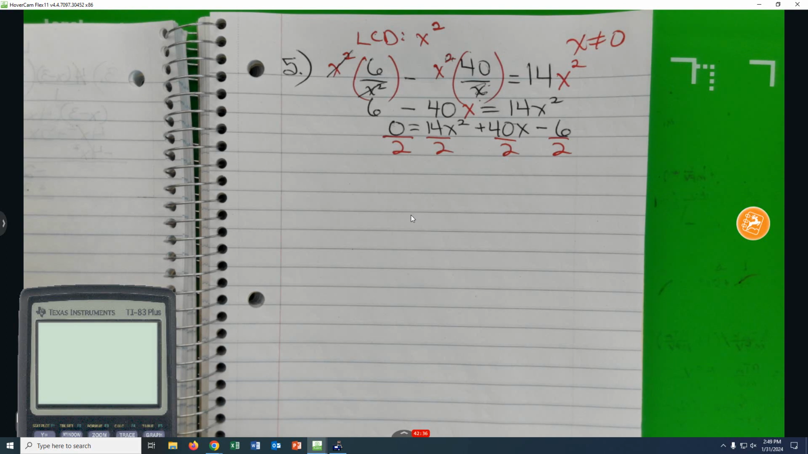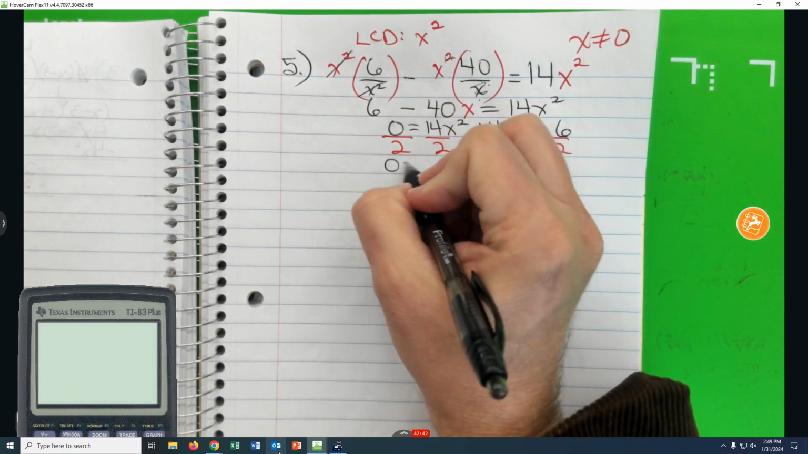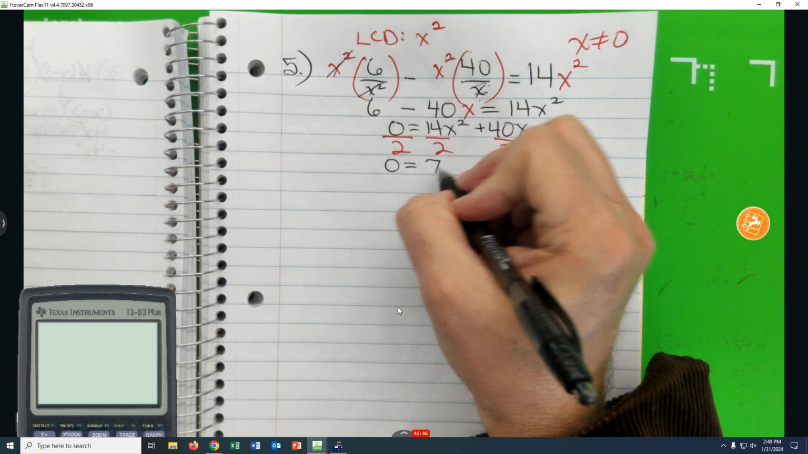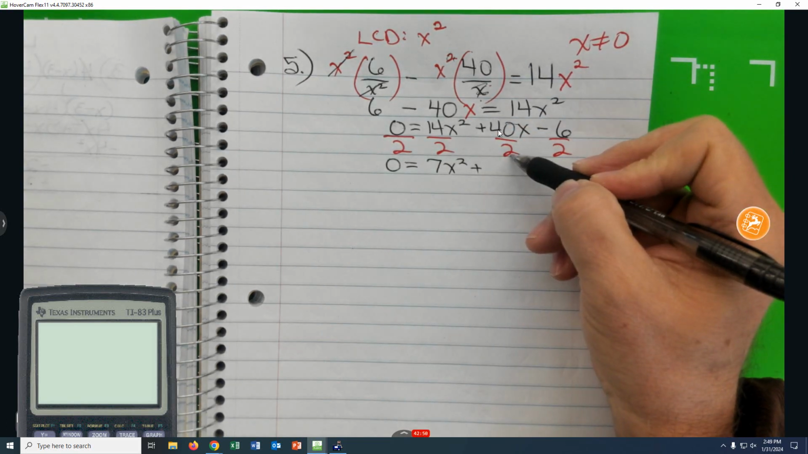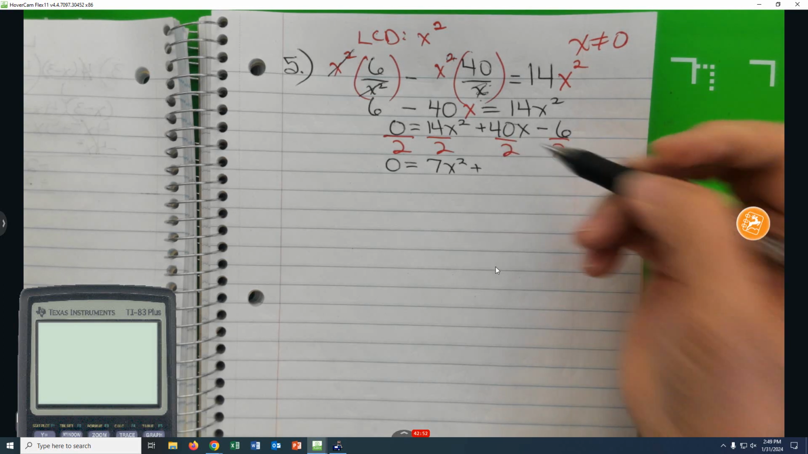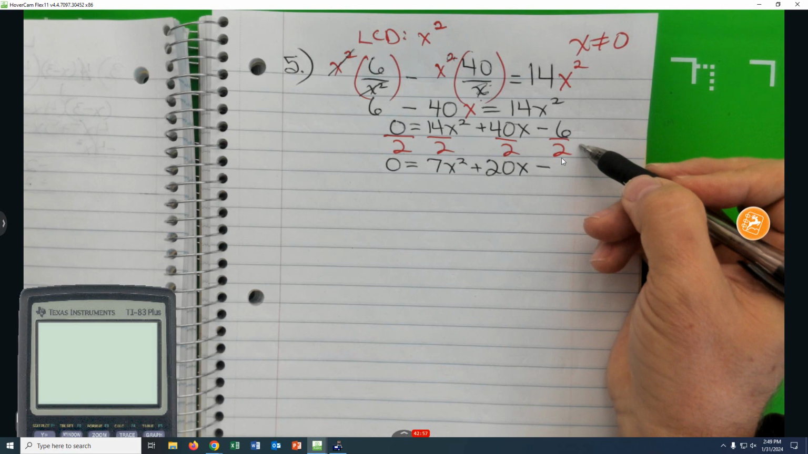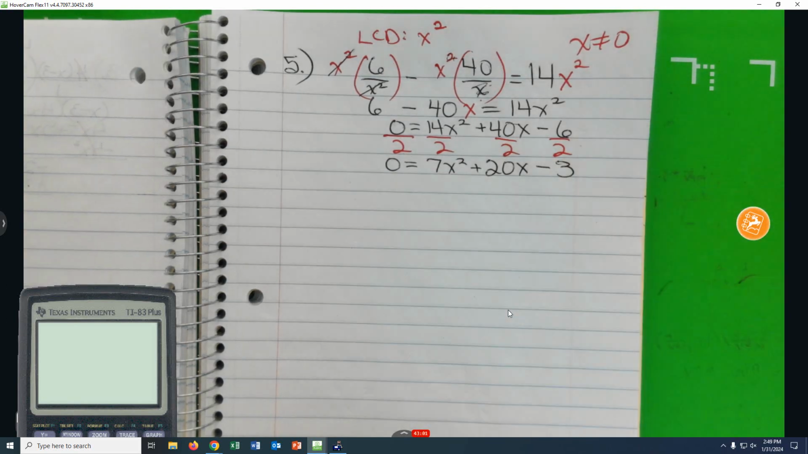And what it's going to do is shrink down the coefficients. 0 divided by 2, well, that stays a 0. 14 divided by 2 gives me a 7x squared. What's this middle term going to be here? 40 divided by 2 is 20x. The constant term will be 3. 6 divided by 2 is 3.